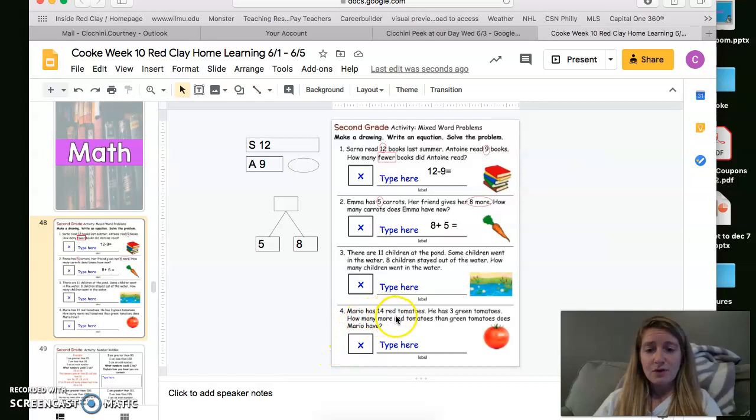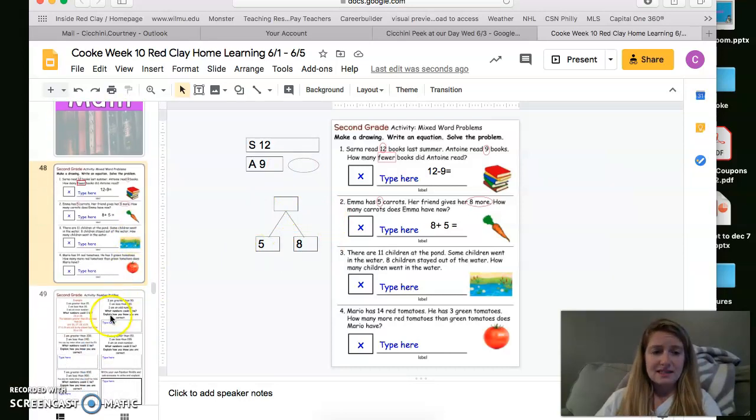Mario has 14 red tomatoes. He has 3 green tomatoes. How many more red tomatoes than green tomatoes does Mario have? So again, you can solve that one any way you want. It's just about one person, but there are 2 different colored tomatoes. So maybe you could use comparison bars for that one. Or you just want to solve it mentally, or using a math mountain.